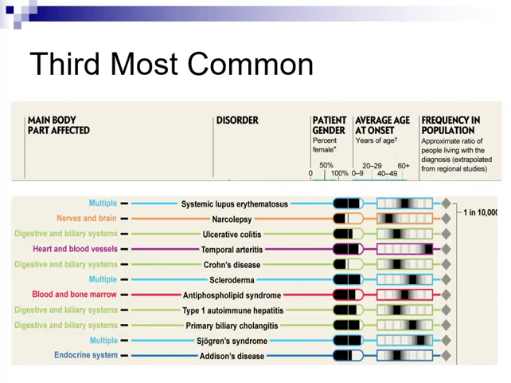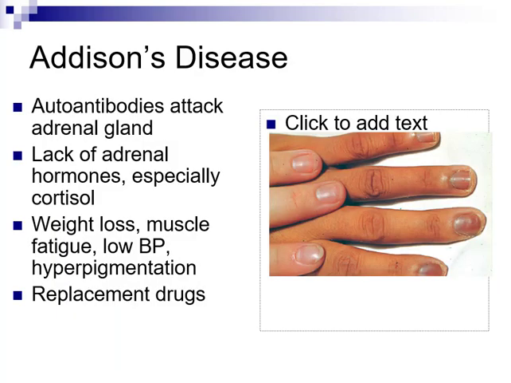Here are the third most common autoimmune disorders, happening in about 1 in 10,000 people. And again, we will not talk about all of them, but some of them. Addison's disease is when these autoantibodies attack and destroy the adrenal gland. So the body is unable to produce the adrenal hormones, especially cortisol, the glucocorticosteroid.